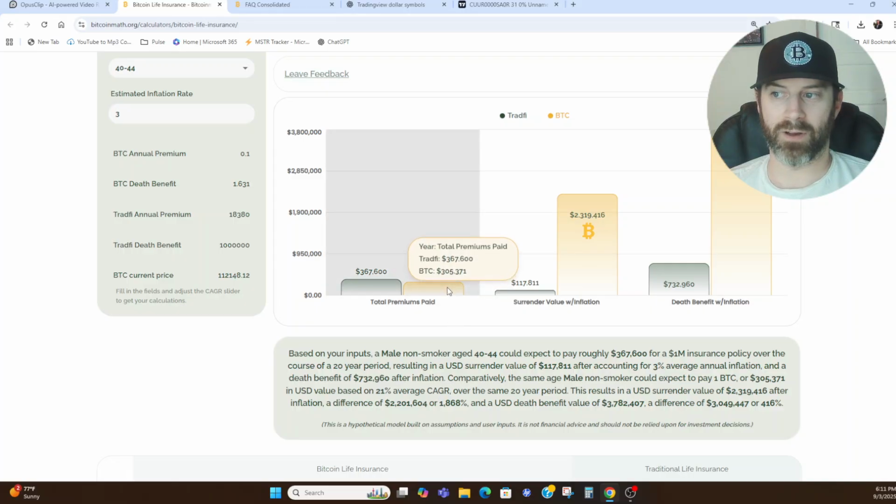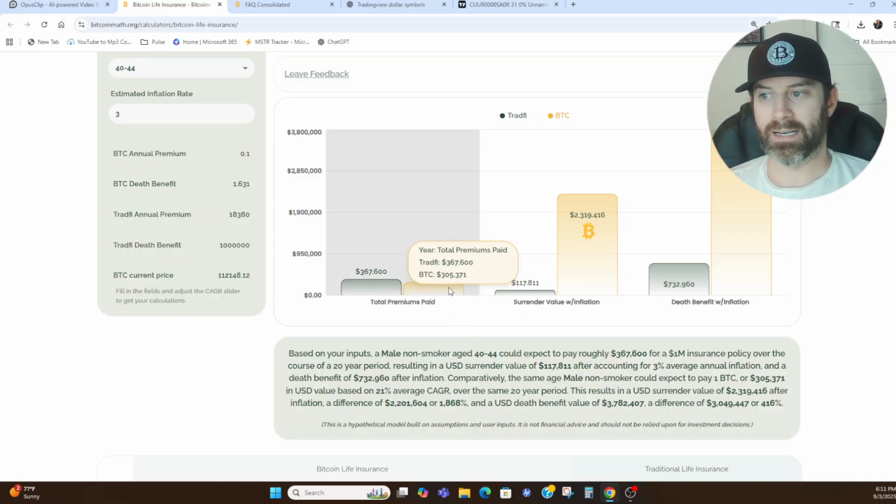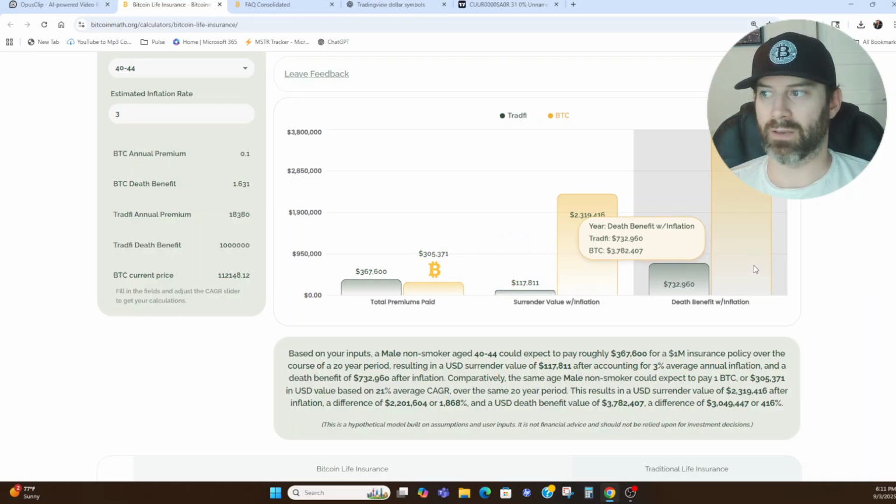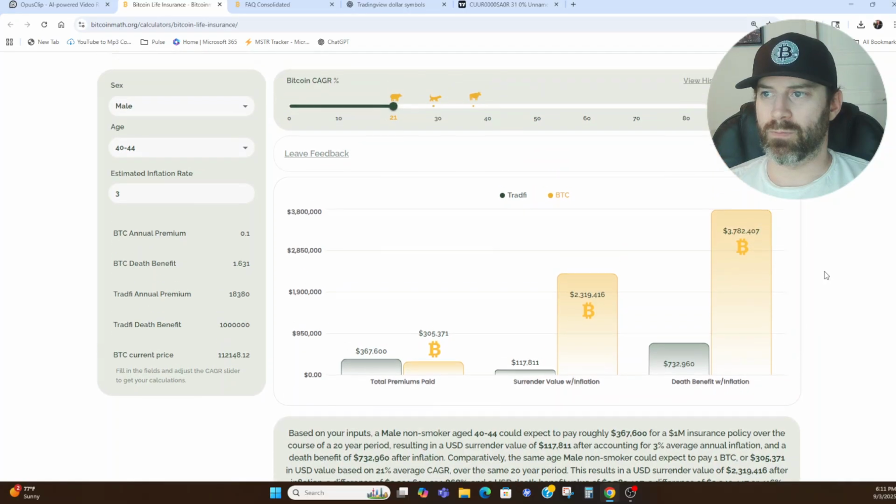Right? I paid in roughly $305,000, but after 20 years of taking the claim on this and being paid out the death benefit, well, the assets I'm being given are worth close to $3.8 million. Okay? So that's how this works.